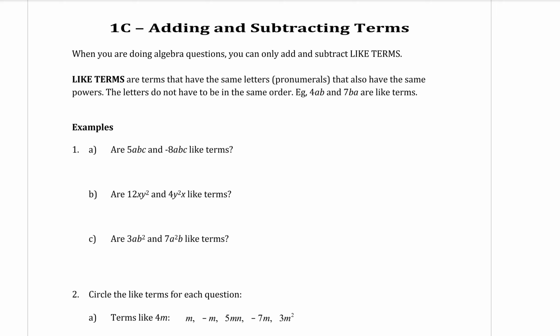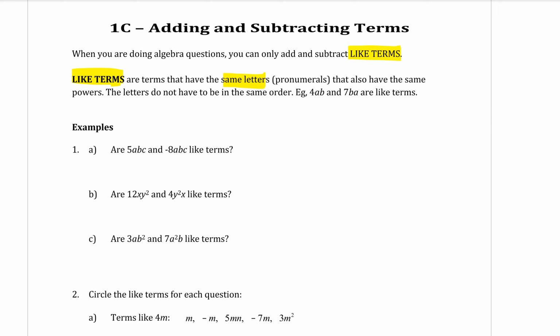So today we're moving on with adding and subtracting with algebra. The rules are, when you're doing algebra, you can only add and subtract like terms. What does that mean? Gentlemen, you're listening, please, not talking. What does like terms mean? Well, it means that they have exactly the same letters, the same pronumerals. If there is a power on the letter, they also have to be the same for them to be like terms. However, it doesn't matter if you change the order.